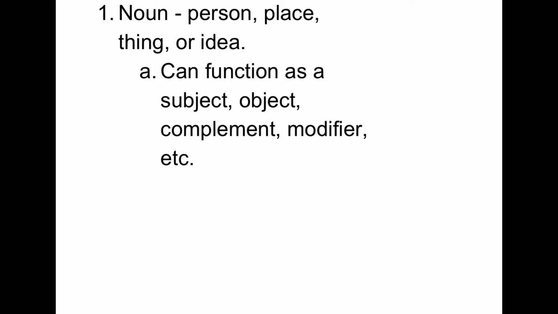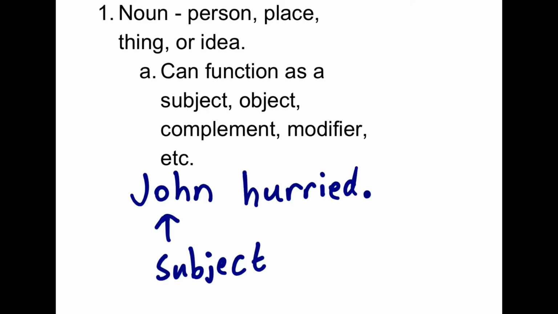A noun is a person, place, thing, or idea. It can function in a couple different ways. First, a noun can function as a subject. Here, John, a person, hurried. The subject is who or what the sentence is about, or the actor of the verb.